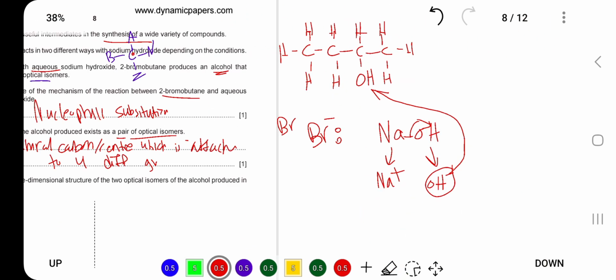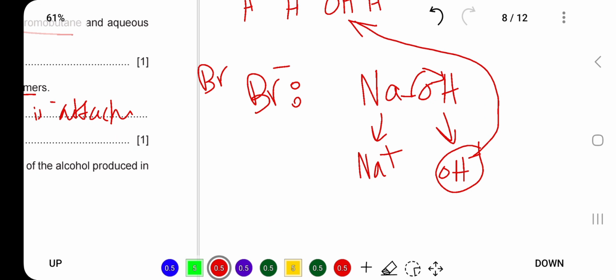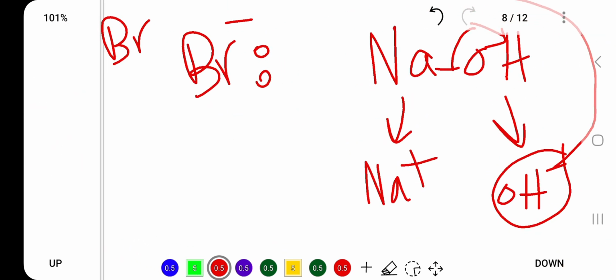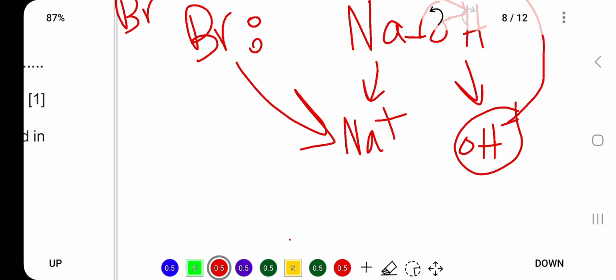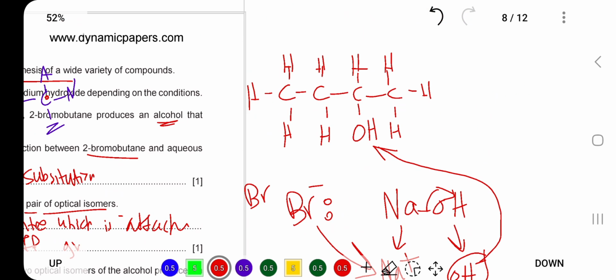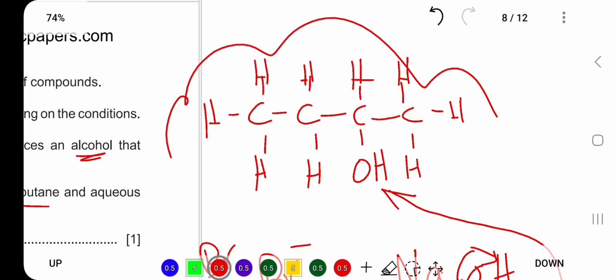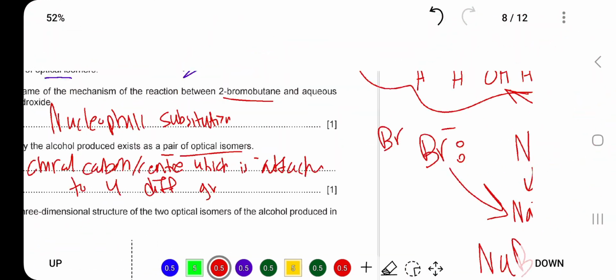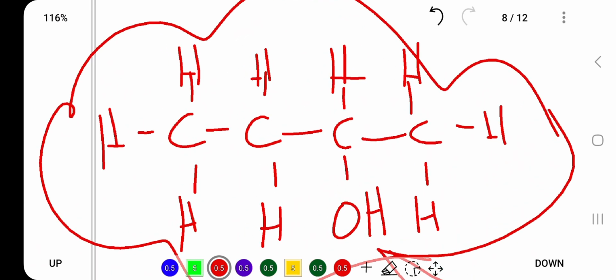There's an OH bonded. And Br minus will be like, you know what? I want to be kind now, so I'll go to you. They give you NaBr, which is the inorganic part, but we don't care about it. We care about this part. This is the OG.